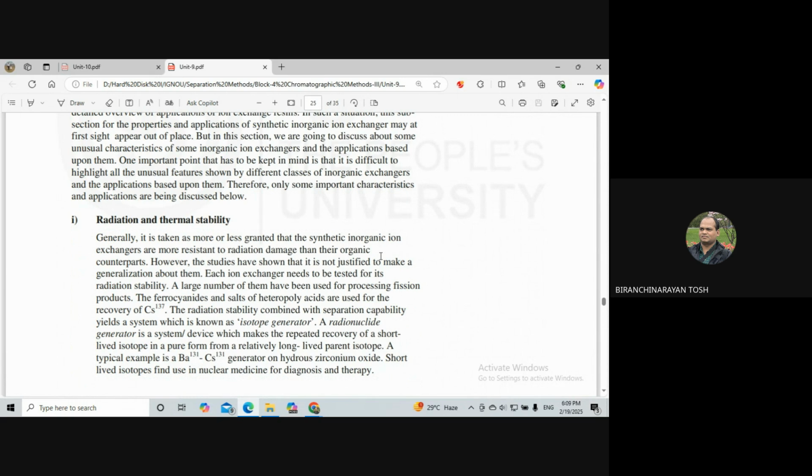The radiation stability combined with separation capability yields a system which is known as an isotope generator. A radionuclide generator is a system or device which makes possible the repeated recovery of a short-lived isotope in a pure form from a relatively long-lived parent isotope.